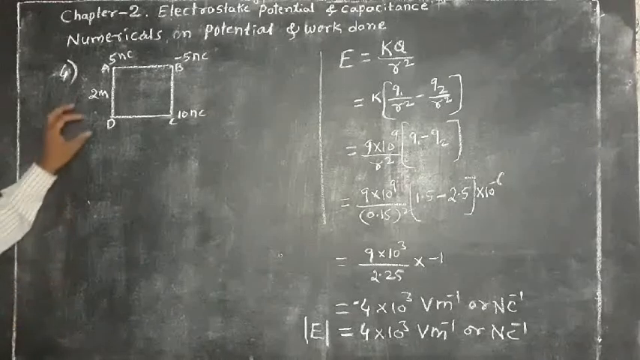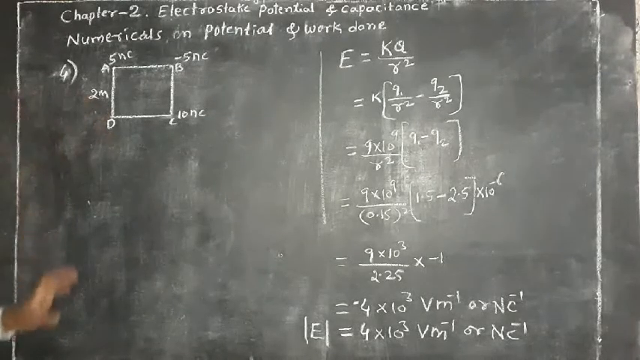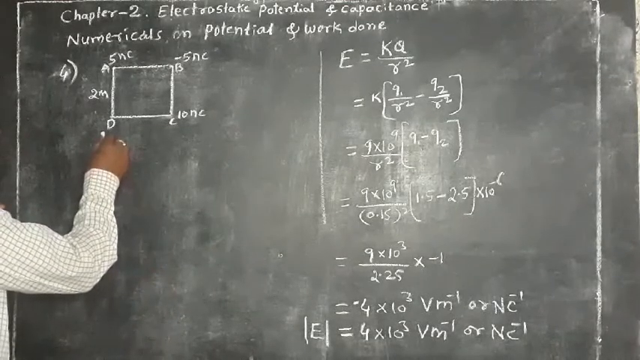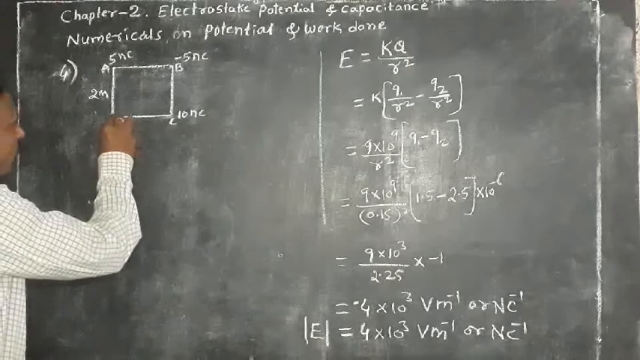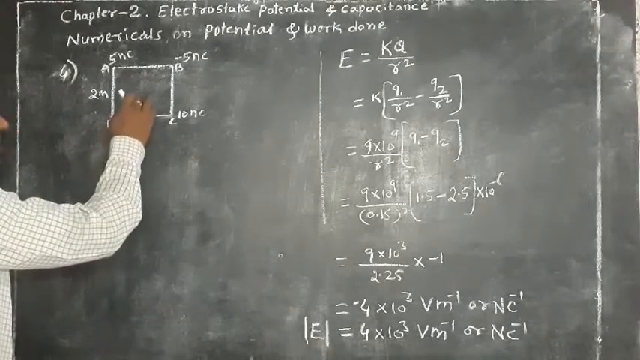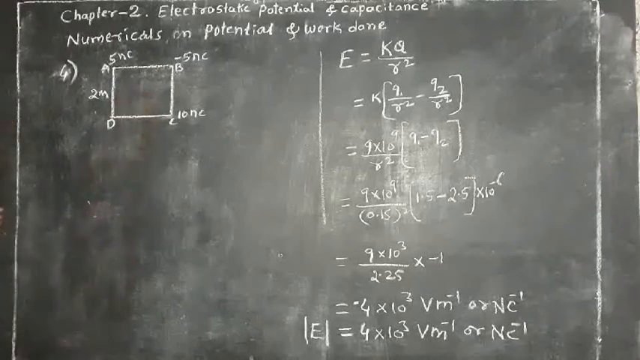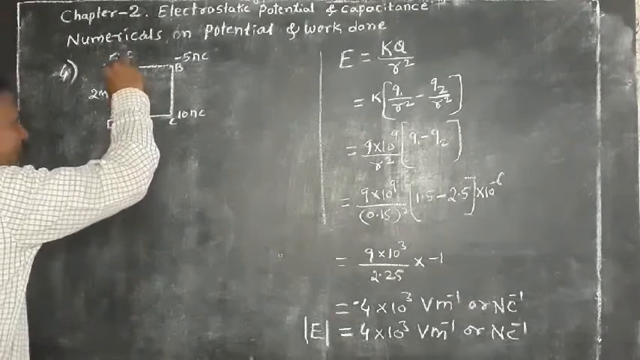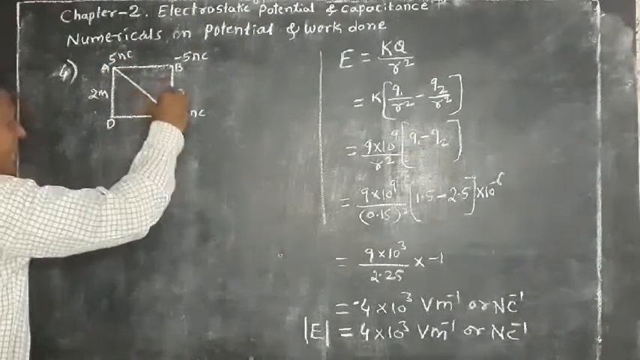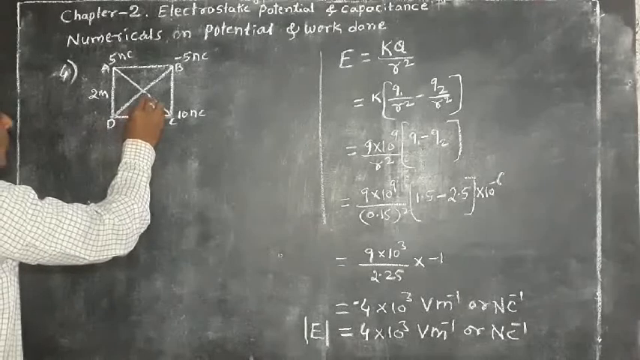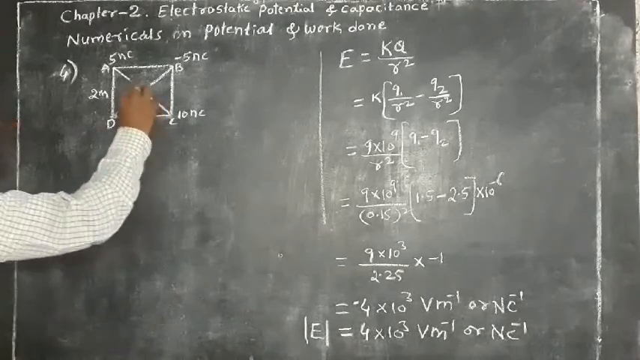Then determine the work done in bringing a charge 3 nanocoulomb from D to the center of the square. To find the center of the square, draw diagonals AC and BD. Now O is the midpoint of the square.